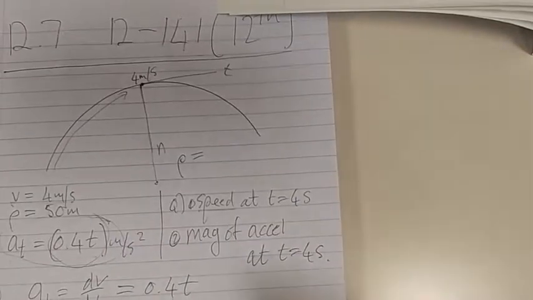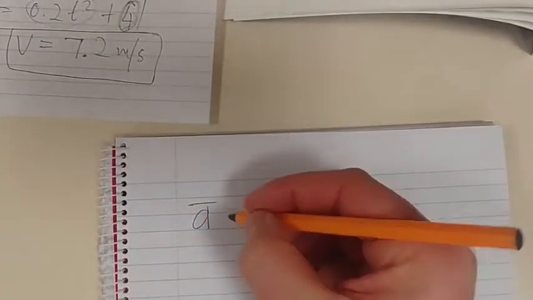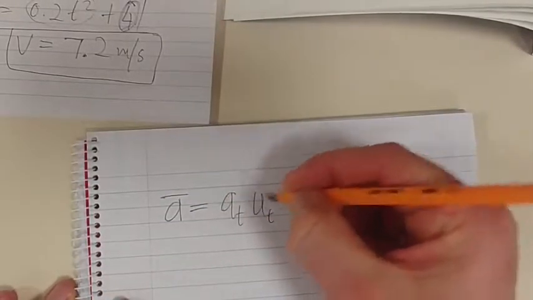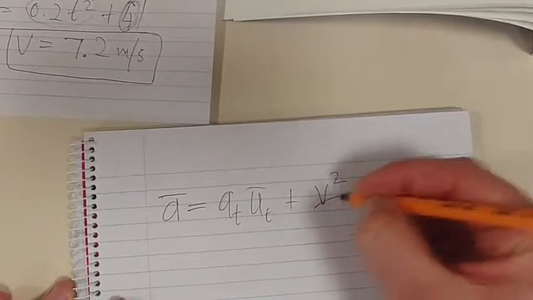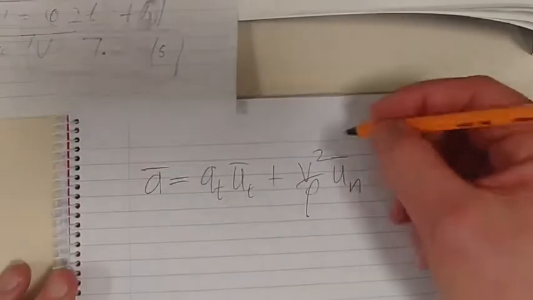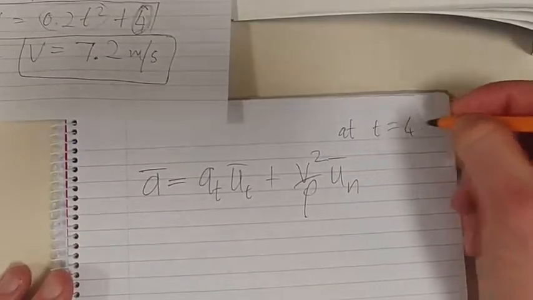But now the second question is, what is the magnitude of the acceleration? Our acceleration with normal and tangential components looks like this: a equals at ut plus v squared over rho un. That is our acceleration, and we want the magnitude of this acceleration at t equals 4 seconds.